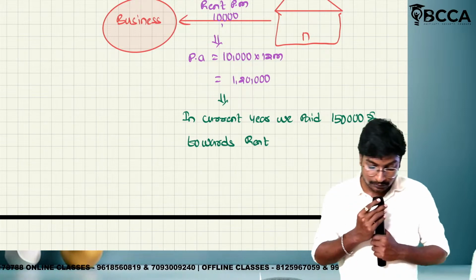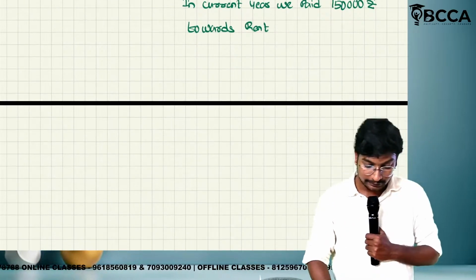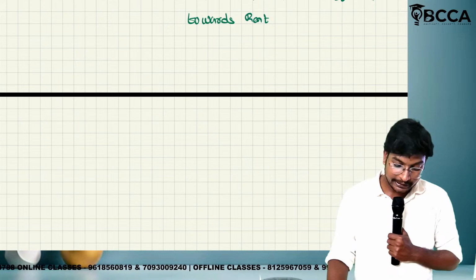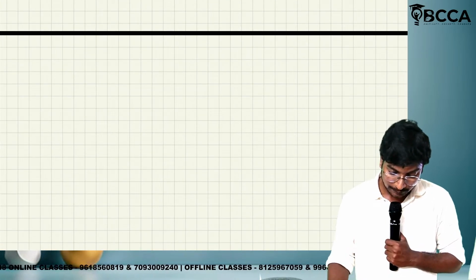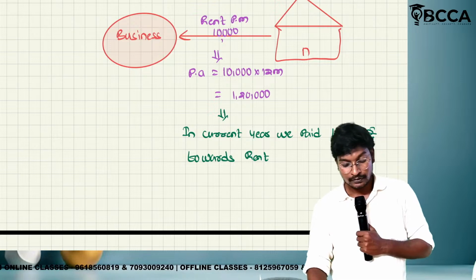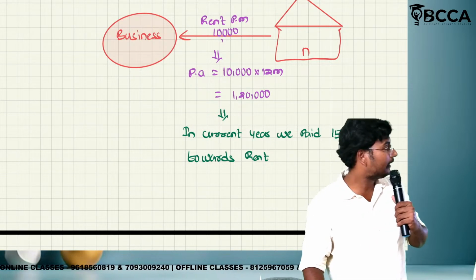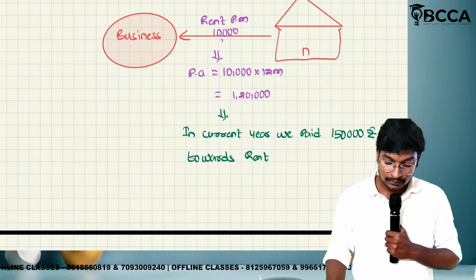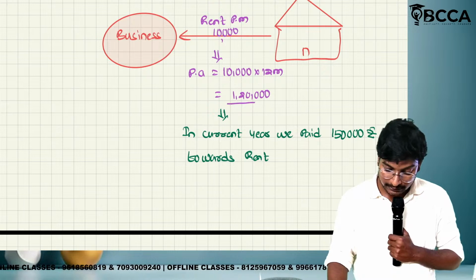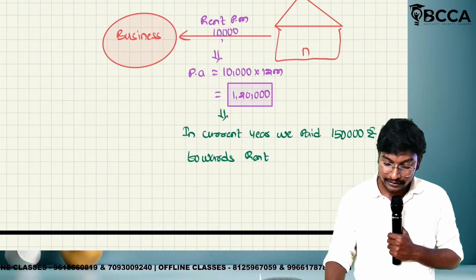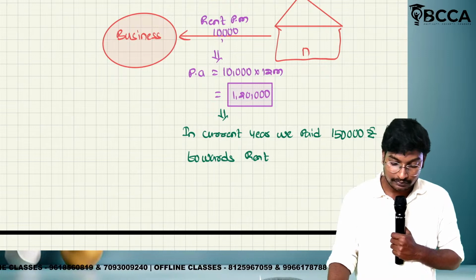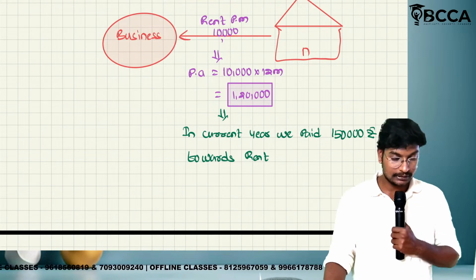So in this 1,50,000 rent, we are dividing into how many parts? Two parts. What is the per month? 10,000. Per annum means 1,20,000. For this 1,20,000, we have paid 1,50,000 rupees.